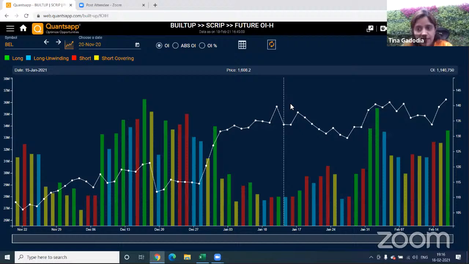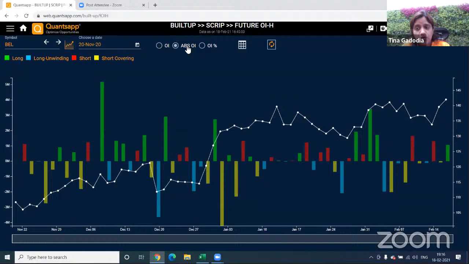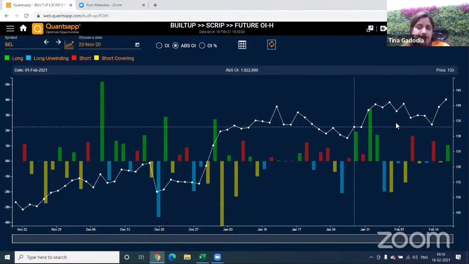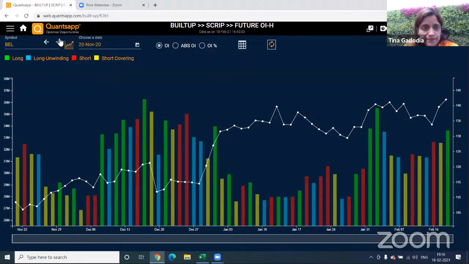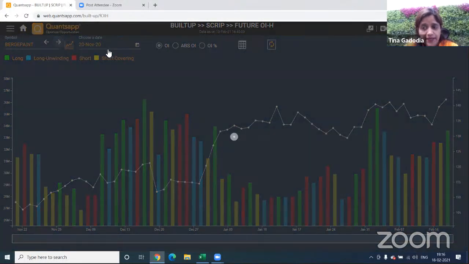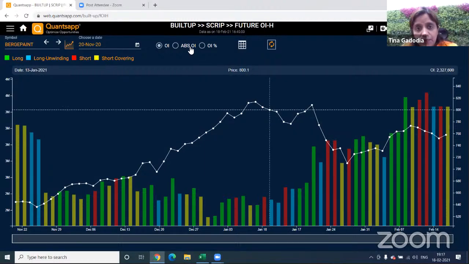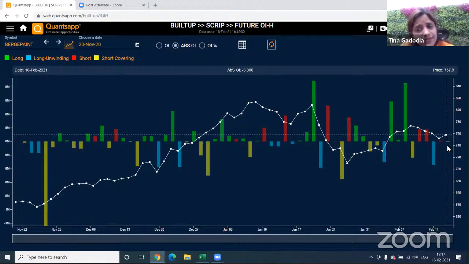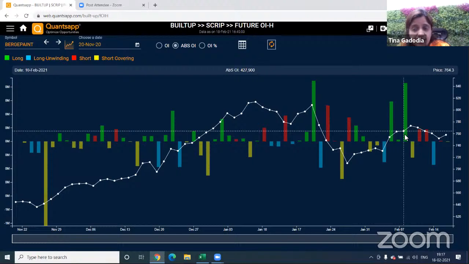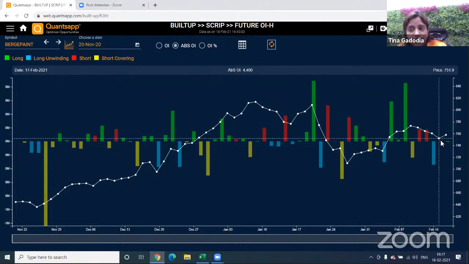BEL, how it was sideways, we did not see much of the OI part. If you look at the absolute OI, hardly any moves were there. Berger Paints, not much on the OI. So the color is telling you something depending upon the price action, but what is very important is to look at the absolute OI. Was there any substantial OI which needs to be taken into consideration? This is a substantial OI, but you don't see much happening over here.